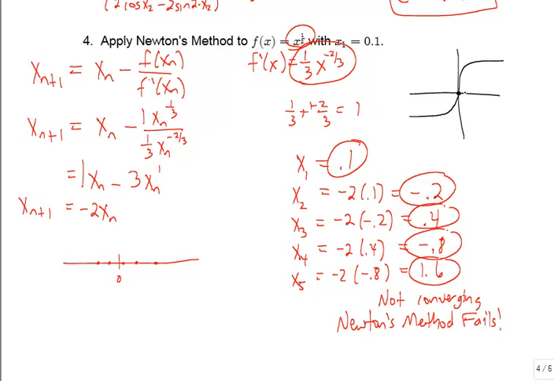And our first guess was at 0.1. So the problem with this, the reason why this isn't working for us, is think about what the tangent line is doing as we get closer and closer to 0. At 0 itself, the tangent line is actually vertical. So as you get closer and closer to 0, those tangent lines are getting more and more vertical.